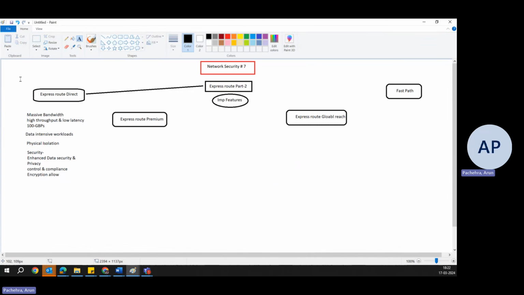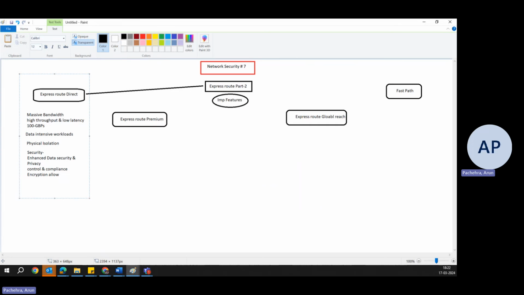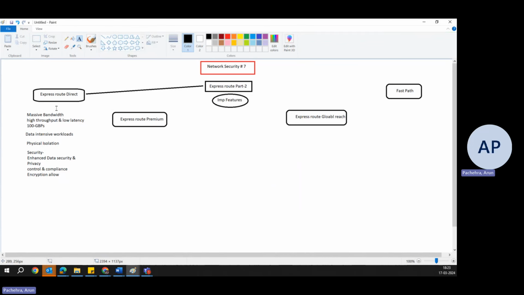So let's conclude this Express Route Direct. I think we are good with that. Express Route Direct addresses the needs of enterprises requiring large scale data transfer capabilities, right? Large scale data transfer capabilities, low latency connection, and high level of security and privacy. By providing a direct, dedicated pathway to Azure Global Network, Express Route Direct enables organizations to leverage cloud computing resources efficiently while maintaining strict control over their data security and compliance posture. All right, so that's a great feature.